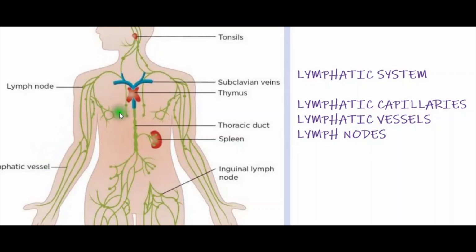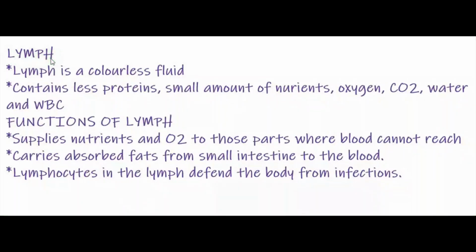The lymphatic organs are also present: thymus and spleen. Thymus and spleen are the lymphatic organs. Now we are going to see lymph as well as the functions of lymph. Our last topic is lymph.